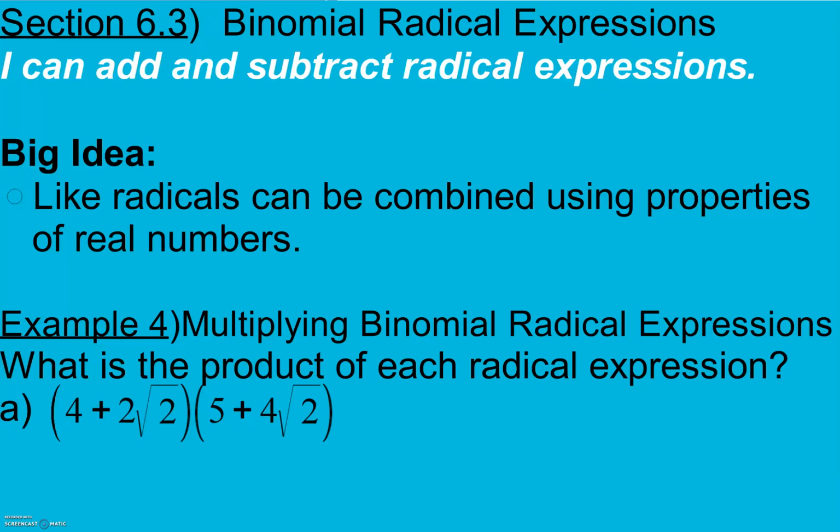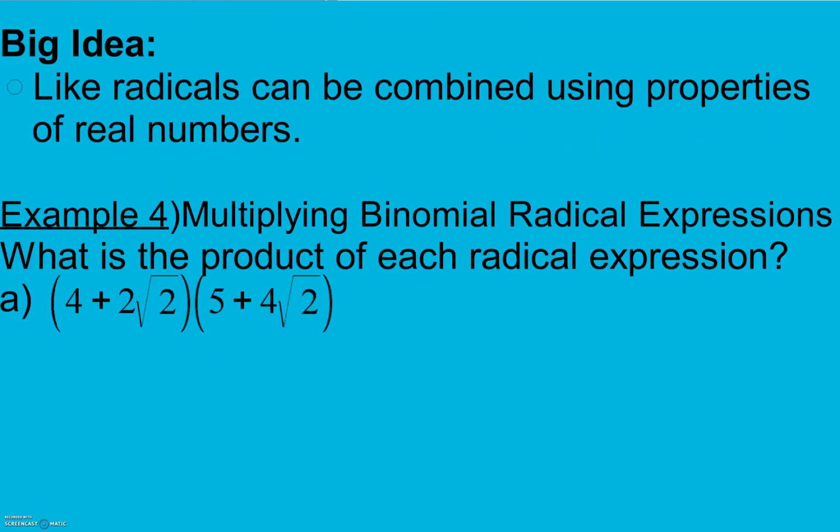Second half of section 6.3 here, example 4, multiplying binomial radical expressions. What is the product of each radical expression? Here we have a binomial, 4 plus 2 square root of 2, times a binomial, 5 plus 4 square root of 2. So we are going to FOIL.